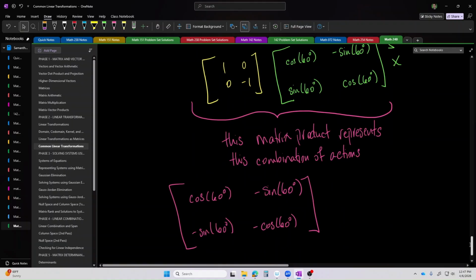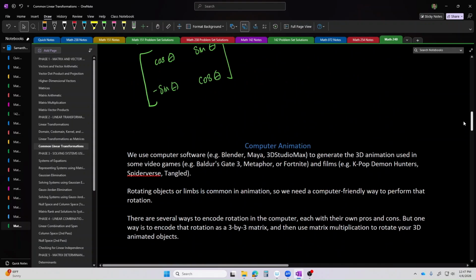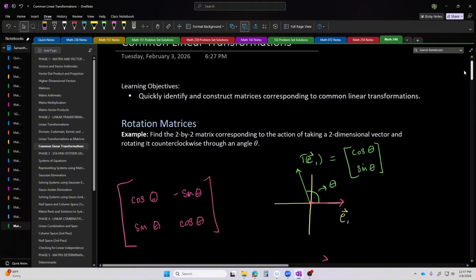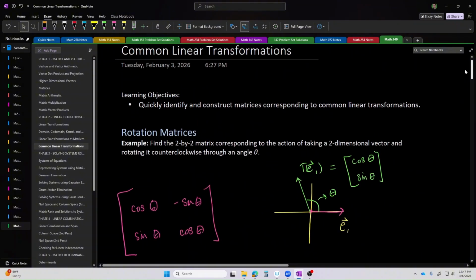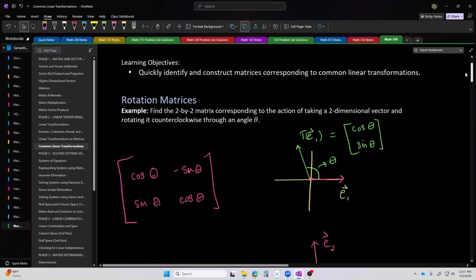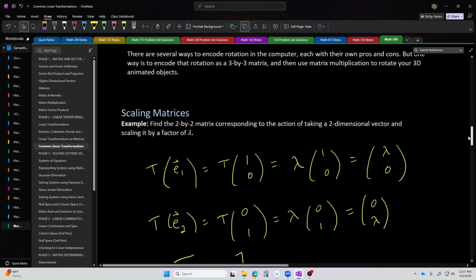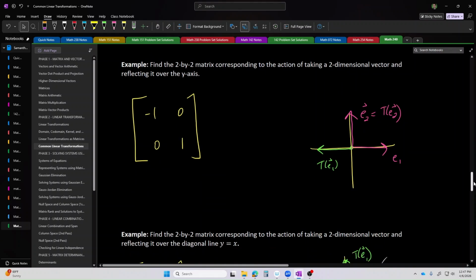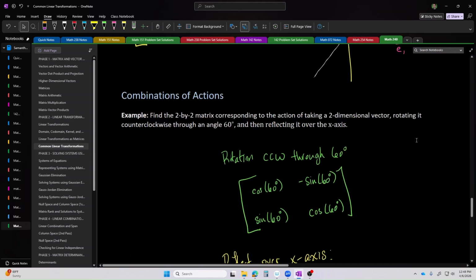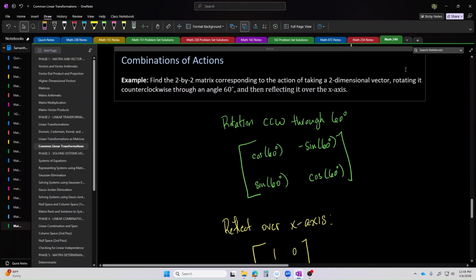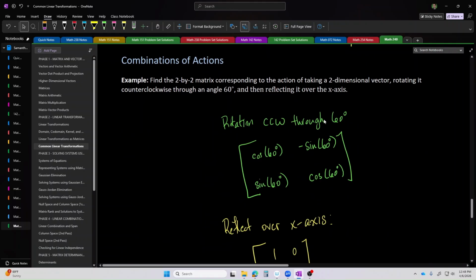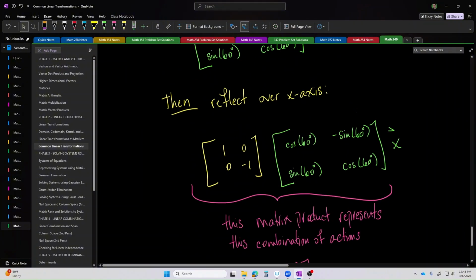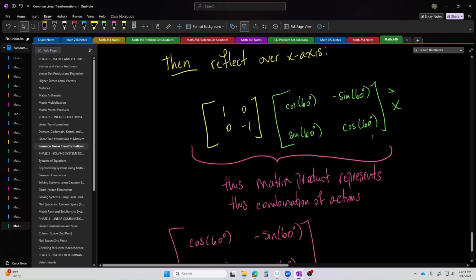So that concludes today's lesson. Today we practiced finding matrices corresponding to some very common and typical linear transformations, including rotation matrices, scaling matrices, and reflection matrices. And then we talked about how if you have an action that represents taking two simpler actions and performing them in sequence, then that can be understood as multiplying the two matrices together that represent the two steps of your sequence.